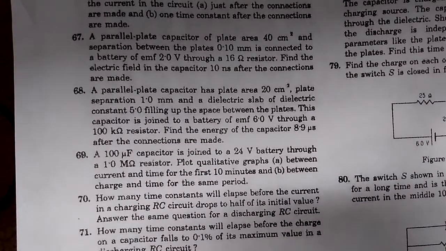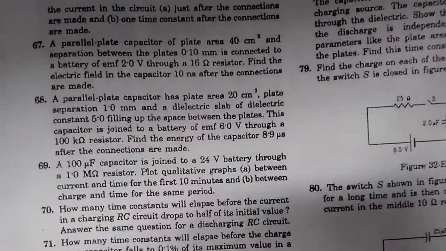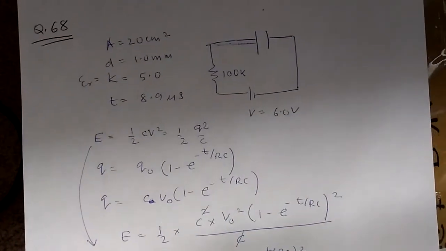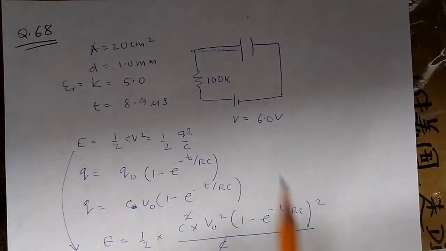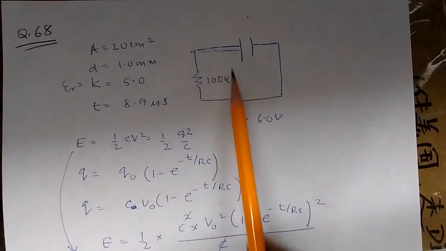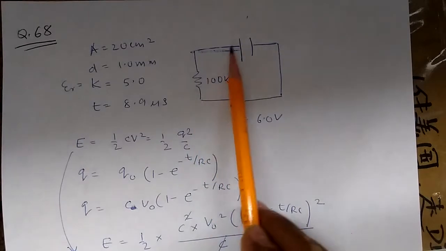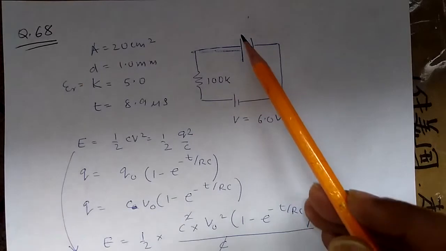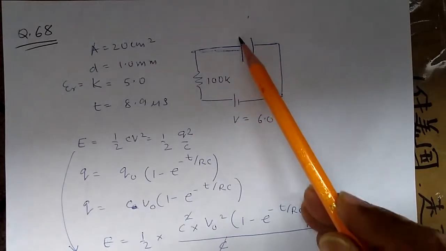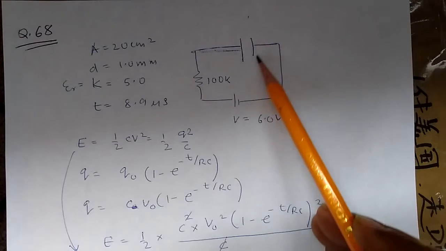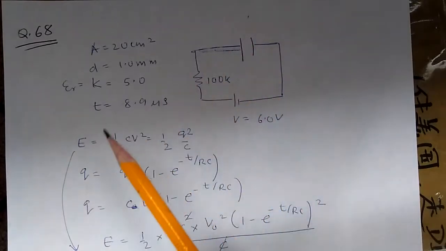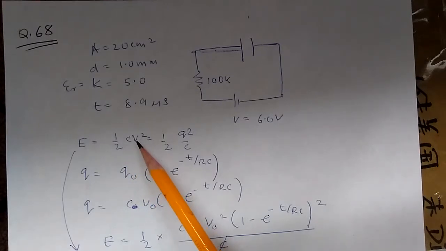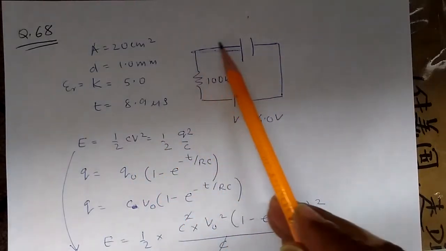So when you join the capacitor through a resistor, the energy on it increases gradually, slowly. As the charge on this capacitor starts storing, the voltage across it starts increasing, and as the voltage increases, the energy on this capacitor increases, and this energy E is given by half CV square, where V square is varying with time.